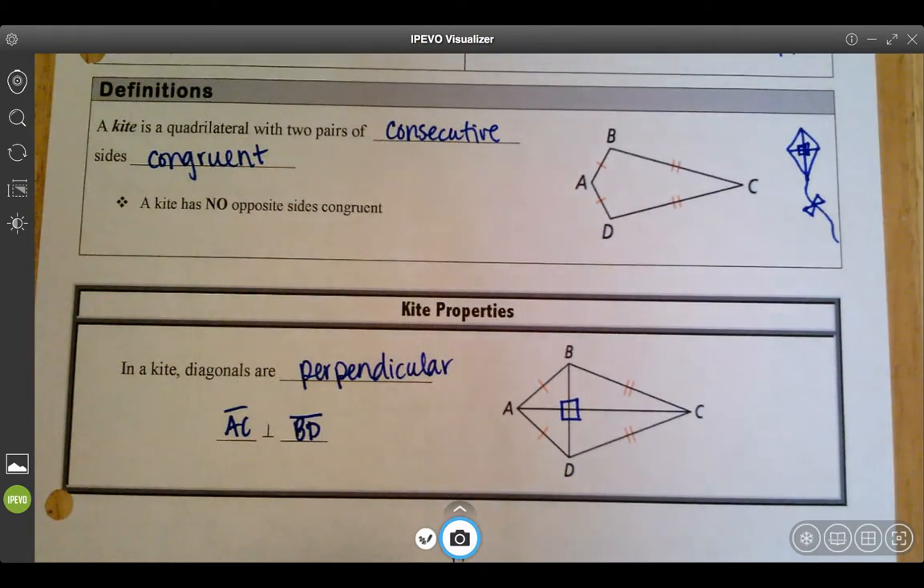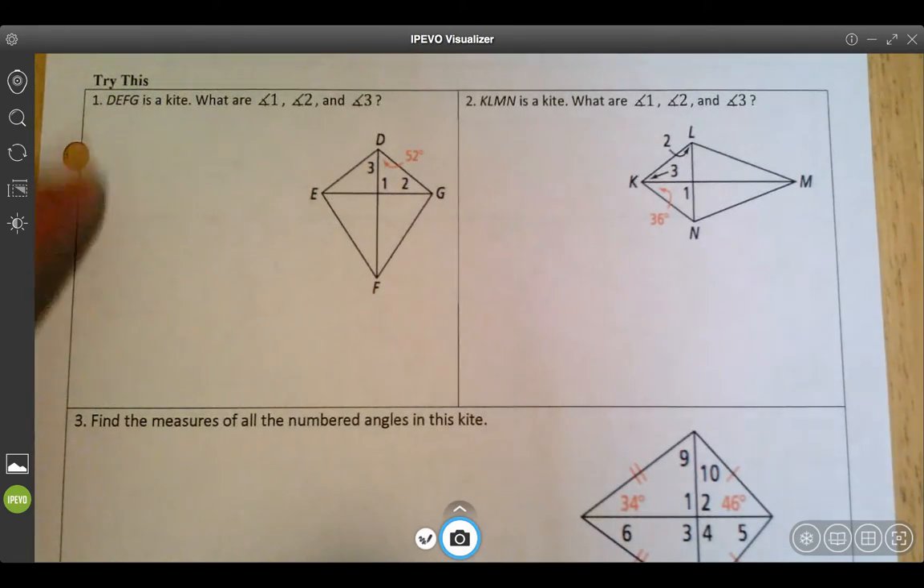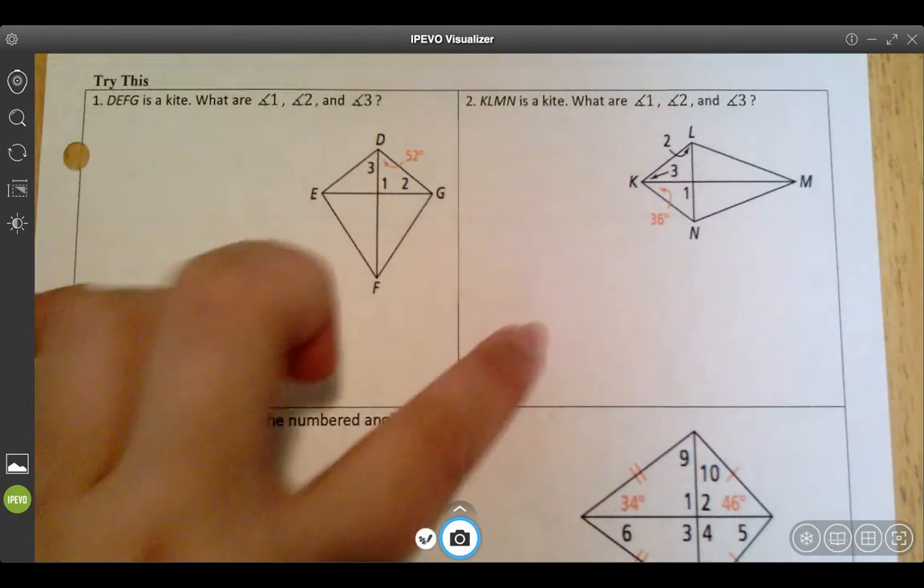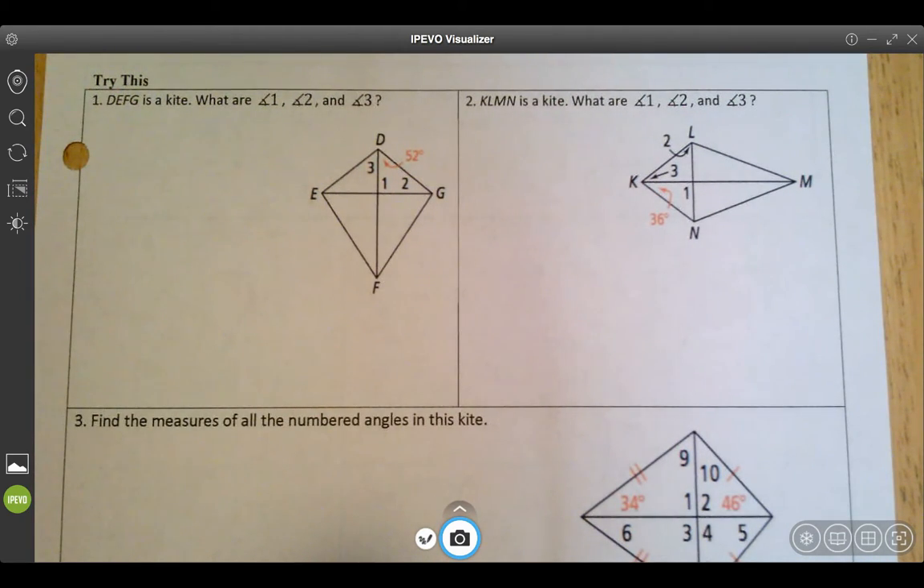Let's look at some examples. So we'll do number 1 together. I'll leave number 2 and 3 for you to do as a try this, see if you can apply some of the things that we've learned about kites. But there is a little mini proof that happens in order to finish number 1 that I'd like to go through together with you.